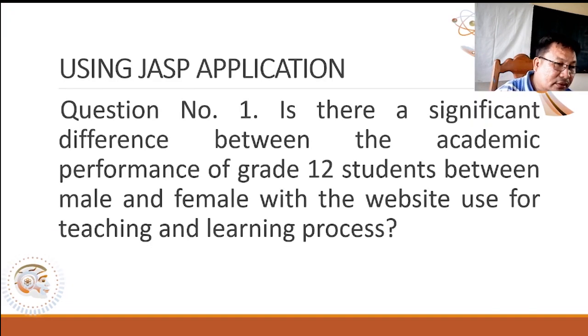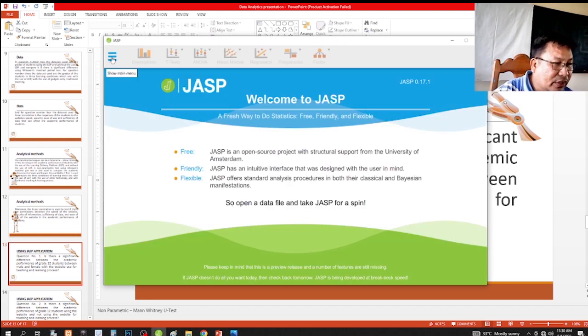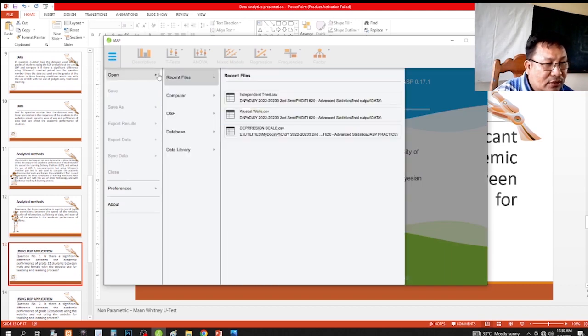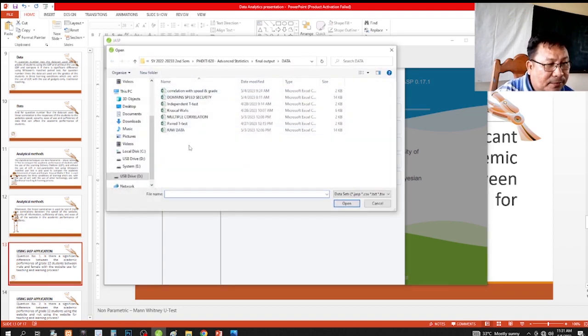For question number one, is there a significant difference between the academic performance of grade 12 students between male and female with the website used for teaching and learning classes? So here, we're going to compare the academic performance of male and female students. So we will use JASP for the t-tests, or first, before going to use the t-test, we will use the descriptives in order to check for normal distribution of data. So let's open JASP and click on the data.